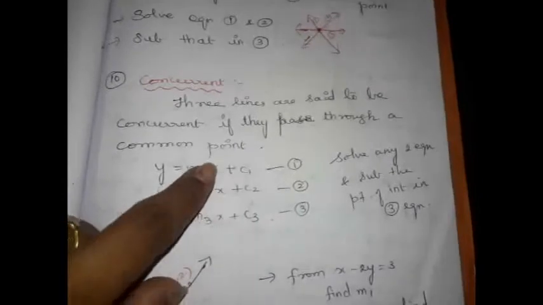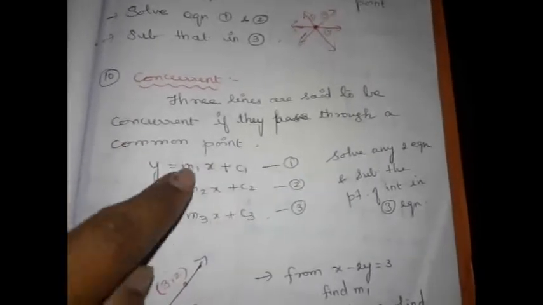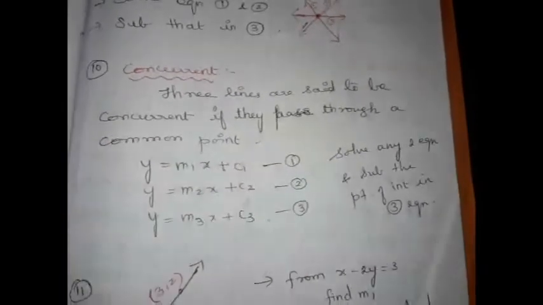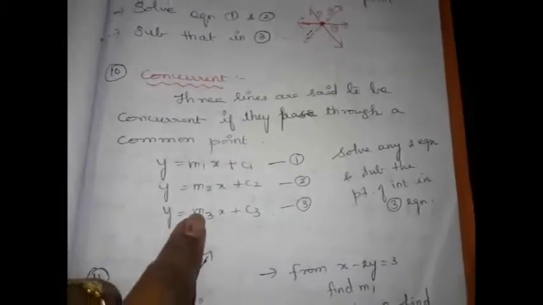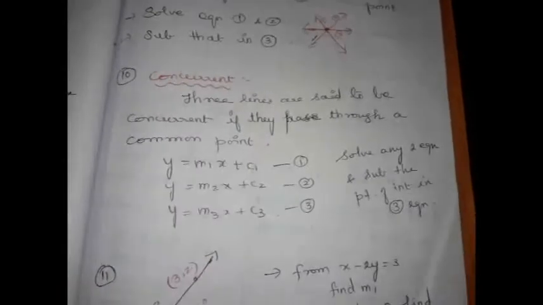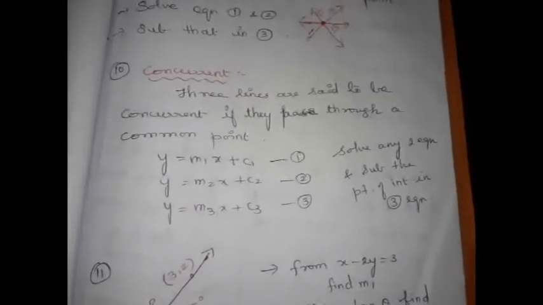This can be easily arrived at. The same procedure as we performed in the previous problem. Take any 2 equations, solve for x and y. You will get x value and y value in terms of m1, m2, c1, c2. Substitute that x value and y value in your third equation and rearrange the terms. You will get your required equation.